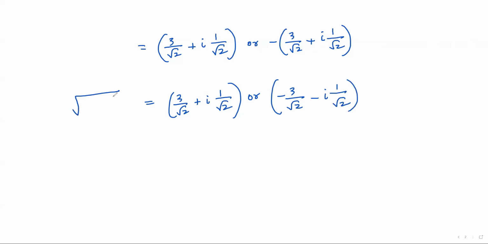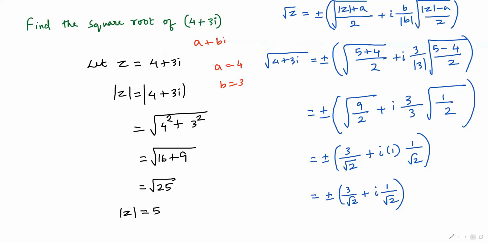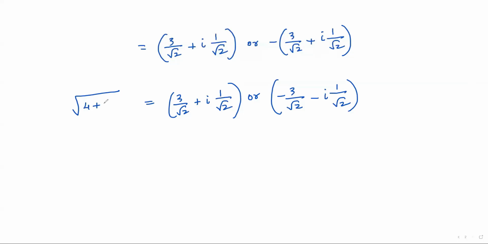So on the left side, we have square root of 4 + 3i. The square root of the complex number 4 + 3i is equal to 3 over square root of 2 + i times 1 over square root of 2, or negative 3 over square root of 2 − i times 1 over square root of 2.